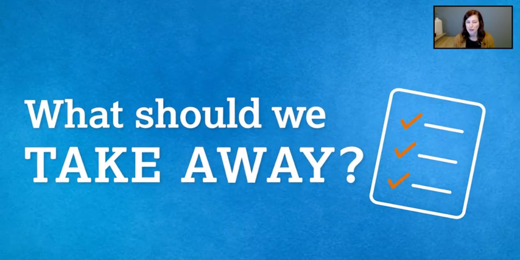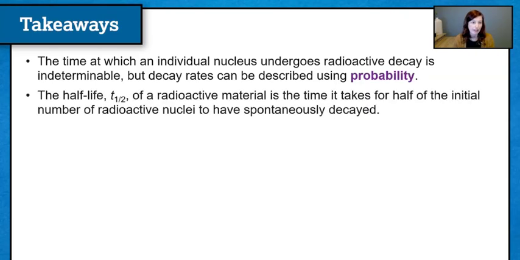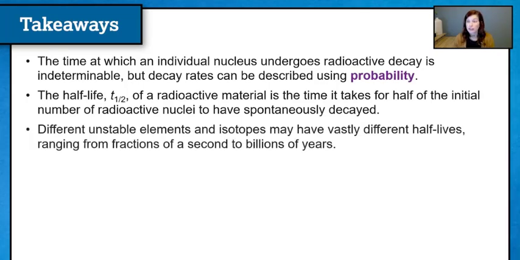So what should we take away from this? The time at which an individual nucleus undergoes radioactive decay cannot be determined. You can't say that one's going to decay at this time or that one's going to decay at that time. We can't do that, but the decay rates can be described using probability. Half-life is the time it takes for half of the initial number of radioactive nuclei to spontaneously decay. Different elements have vastly different half-lives. Some of these are really, really fast, fractions of seconds. Some of these take billions of years.